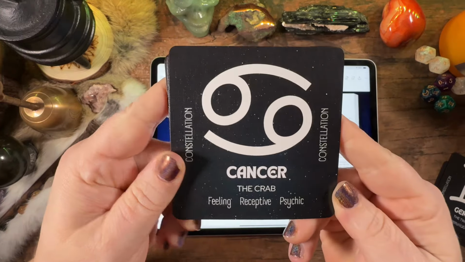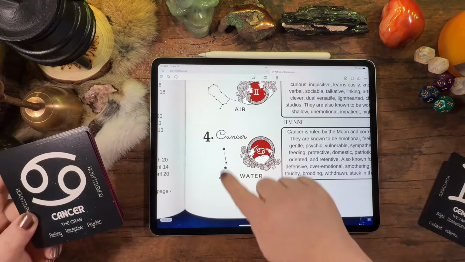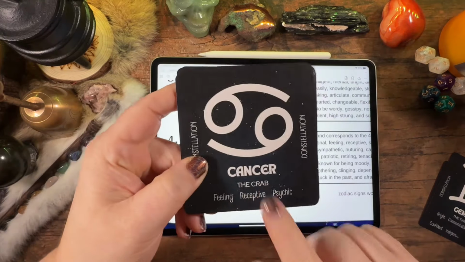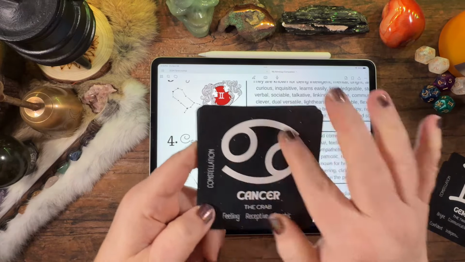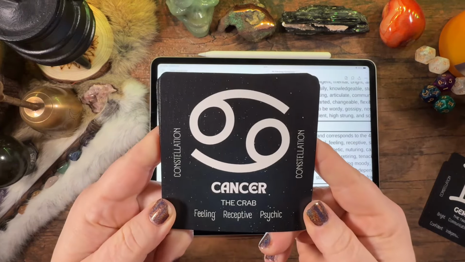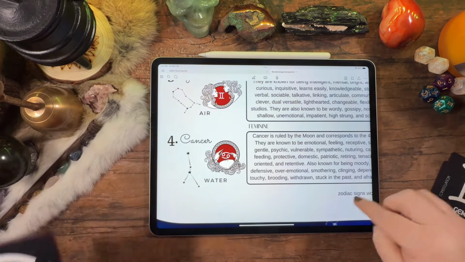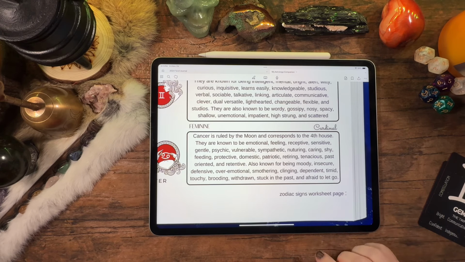So Cancer, this is what Cancer looks like in the sky, and it is a water sign. It is the crab constellation. This is what the symbol looks like on an astrological chart. Feelings, receptive, psychic. So Cancer is ruled by the moon and corresponds to the 4th house.